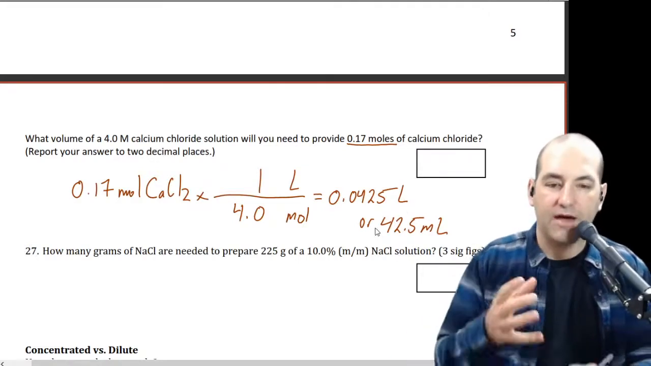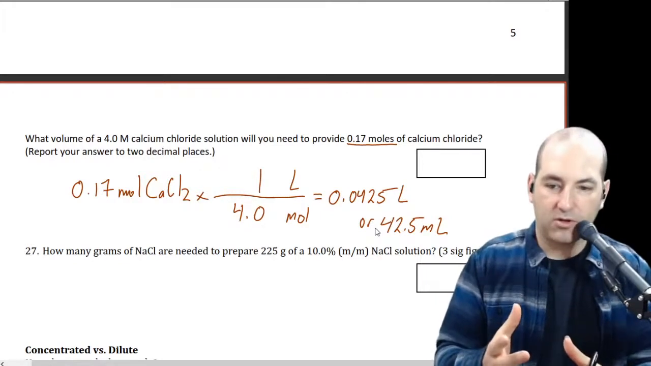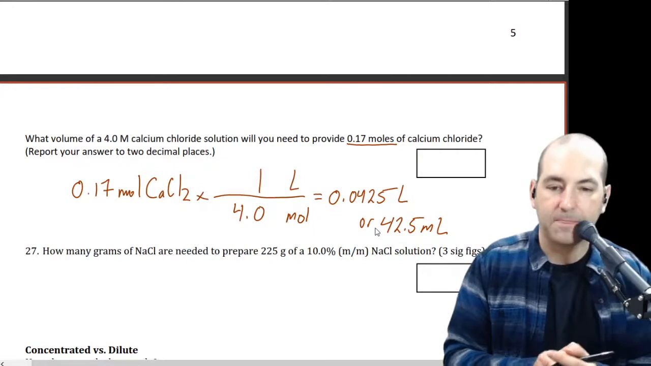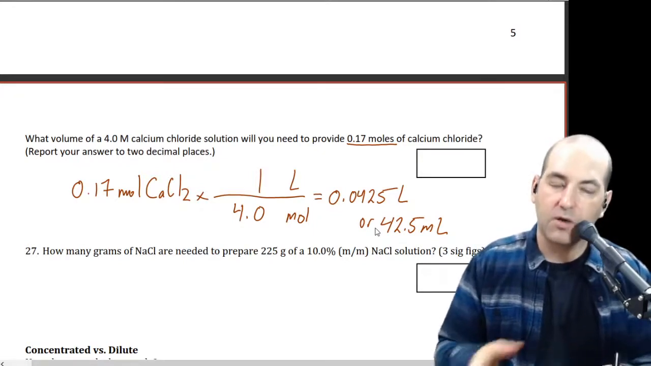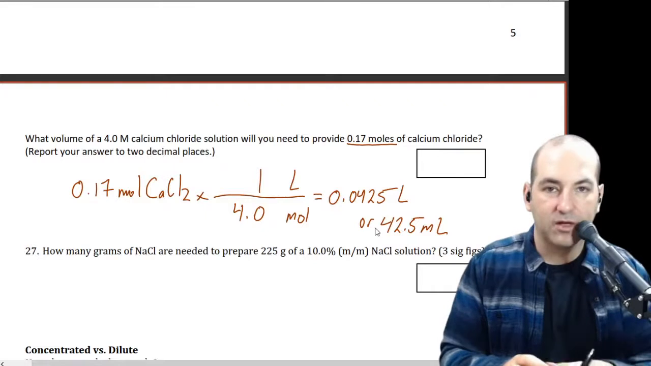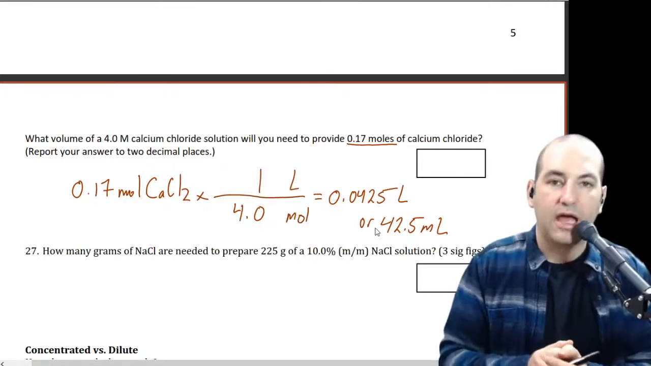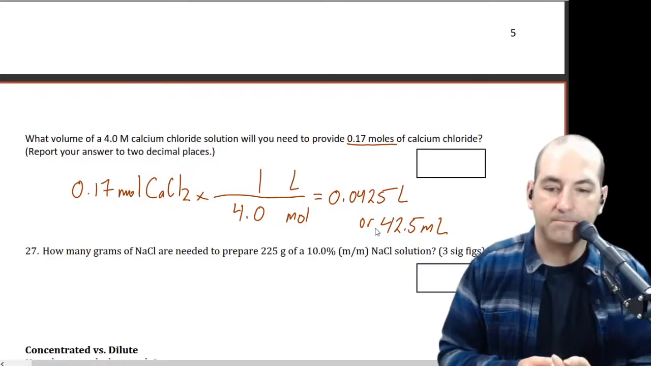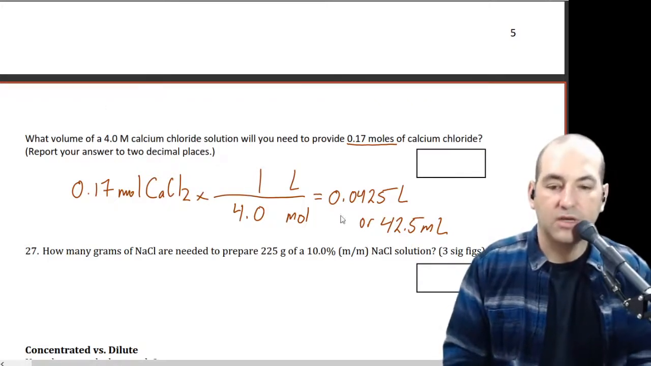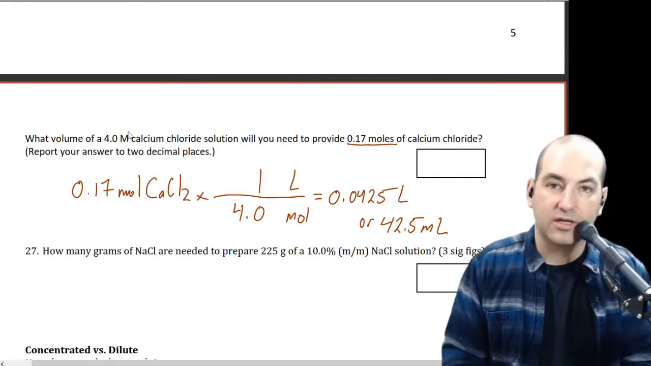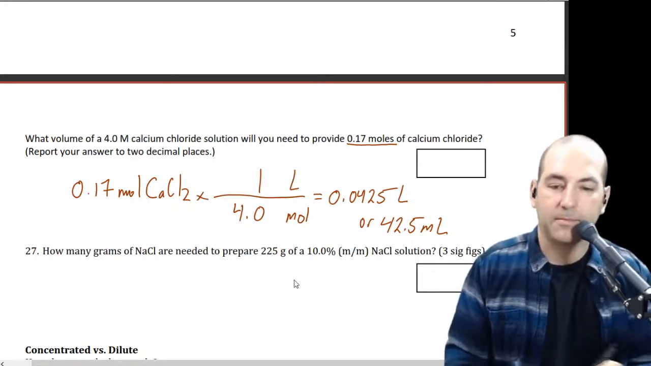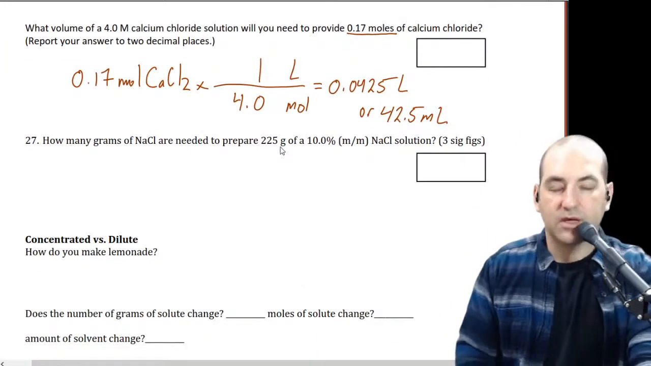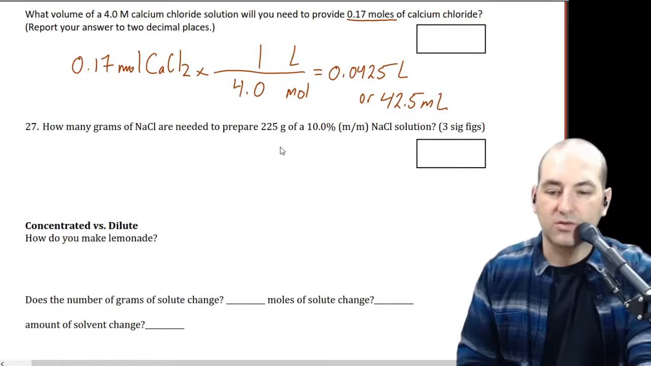So now we know if we have this bottle of 4 molar calcium chloride, and we've done some molar calculations based on the equations to find that we need 0.17 moles, then we know we just need to measure out 42.5 milliliters in our graduated cylinder, and that gives us the proper amount of calcium chloride. If we had a more dilute solution, we'd need more of it. If we had a more concentrated solution, we'd need less of it. I'll let you try this one, and we can come back to it next week.